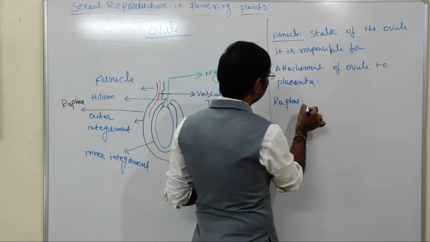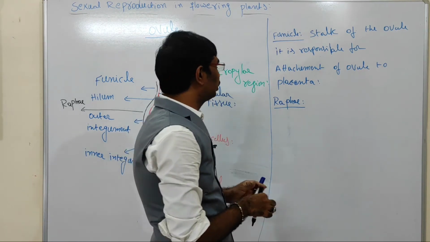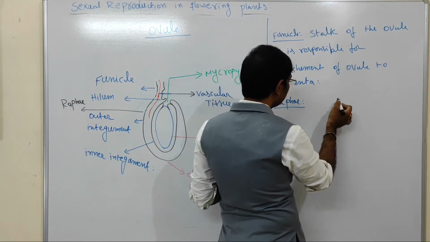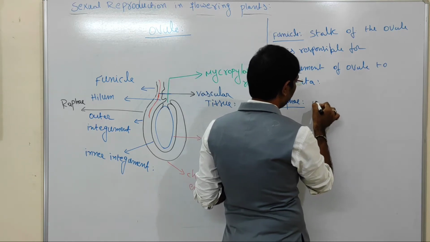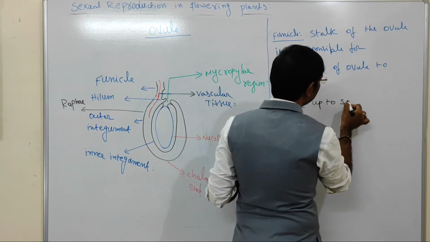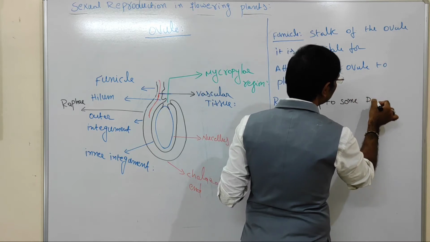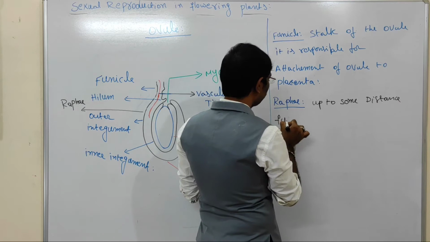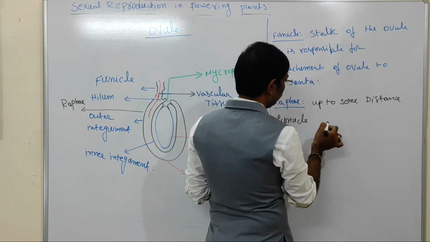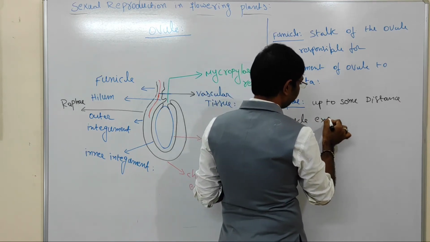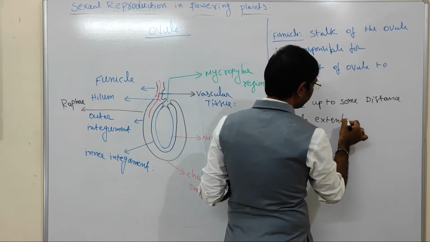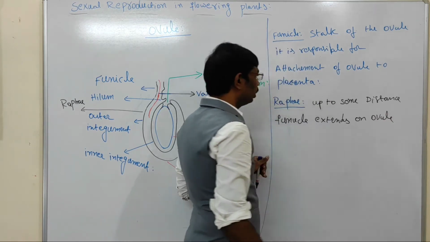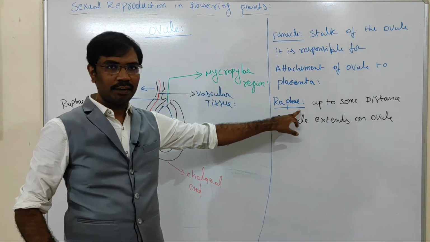R-A-P-H-E. Up to some distance, the funicule extends on the ovule. That particular area is called raphe.